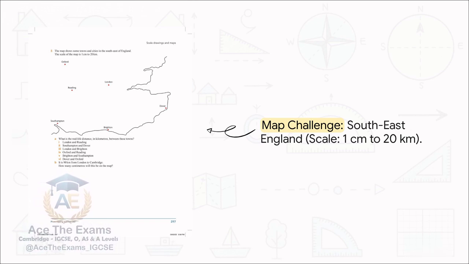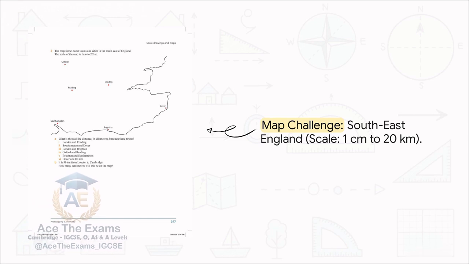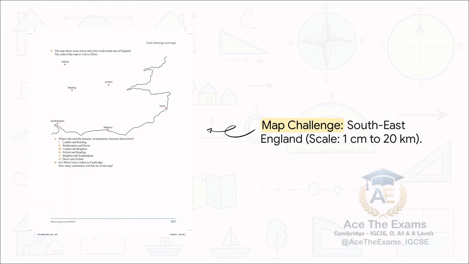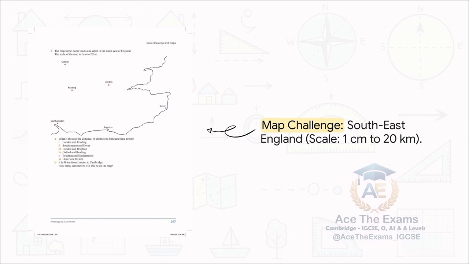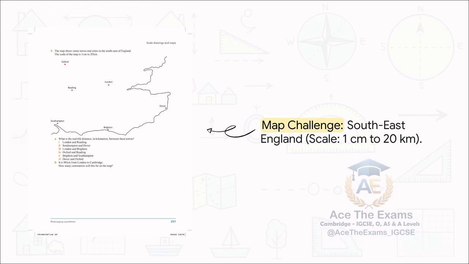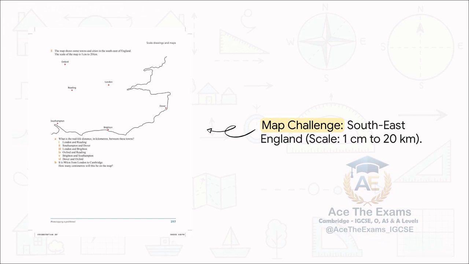But what if the exam works backward? What if they say it is 90 kilometers from London to Cambridge? How many centimeters will this be on the map? You just reverse the blueprint. Instead of multiplying, you divide. 90 divided by our scale of 20 equals 4.5 centimeters. It is mathematically beautiful when you just follow the steps.